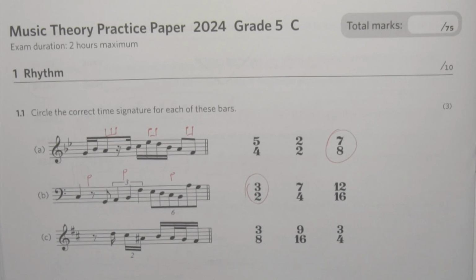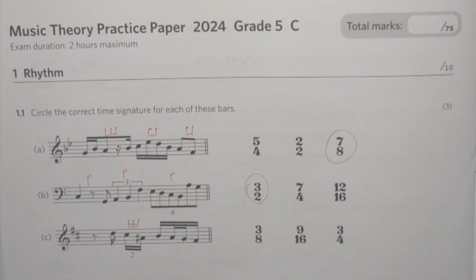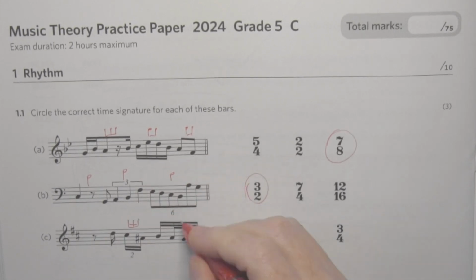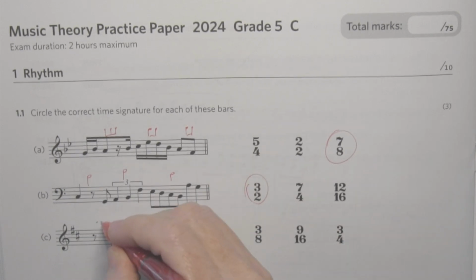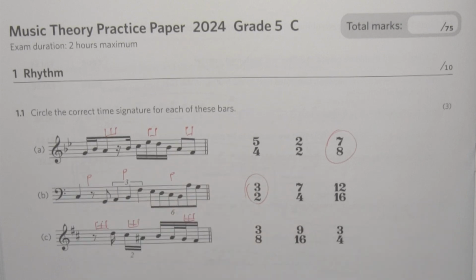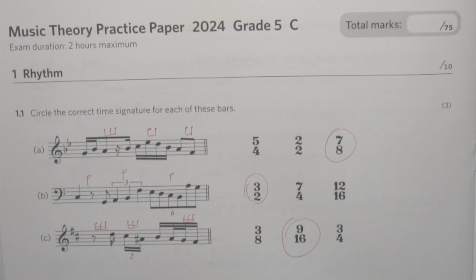Easy. In the last example, we have 1 group here, 1 group here, and 1 group here. I feel that this is compound because of this duplet. 2 in the space of 3, so we have 3 semiquavers here. We have 1, 2, and 3 semiquavers here. And we have 1, 2, and 3 semiquavers here. So we are in 9 sixteenths, 9 semiquavers. Sorted. Easy peasy. Next question.